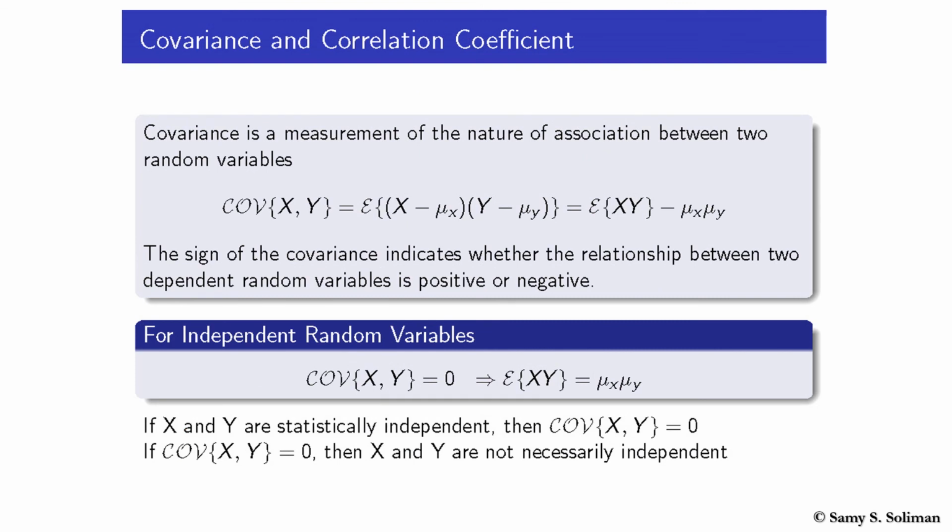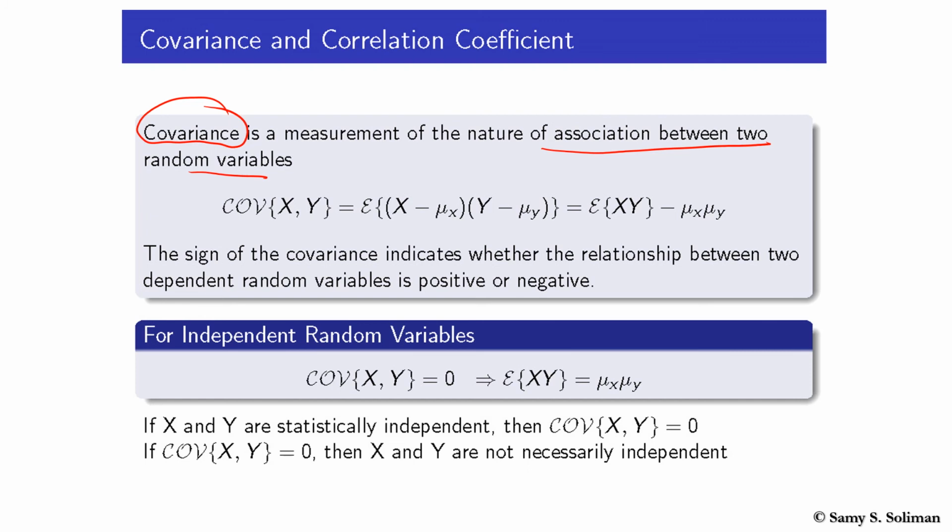Accordingly, we can calculate a new metric or a new measure which is called the covariance. For each of the random variables, we can calculate its variance. However, when we have joint random variables, we can define a new measure which is called a covariance, and it is a measure of the nature of association between the two random variables.